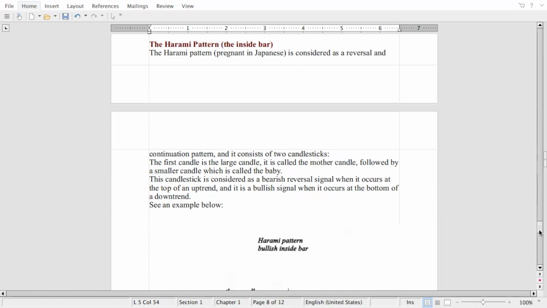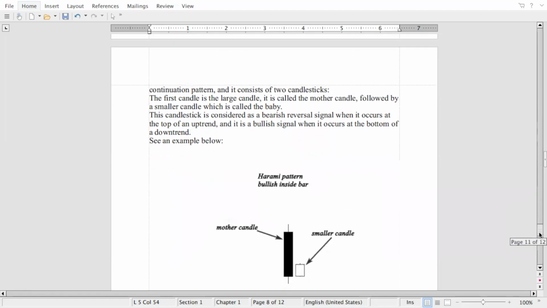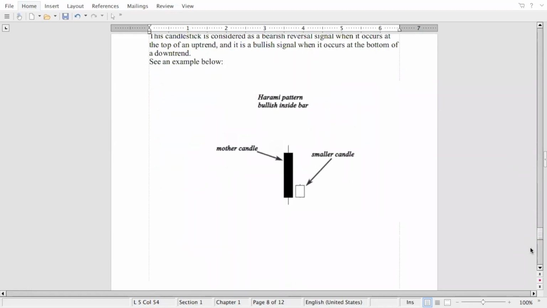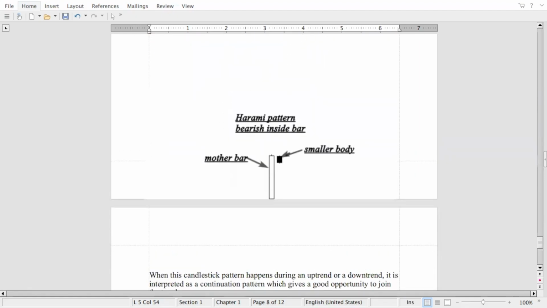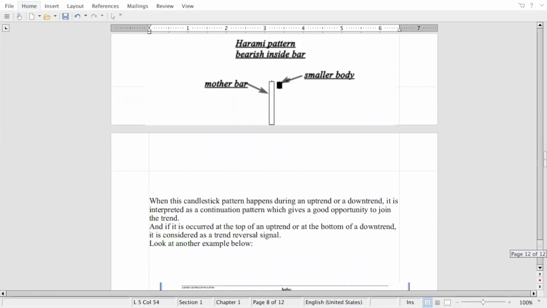When it forms in an uptrend, you automatically know that the reversal pattern is coming, and it is a bullish signal when it occurs at the bottom of a downtrend. You see, this is the baby candle, this is the mother candle, and it engulfs the baby candle. So it's the same as the harami, that is bullish, and then bearish is the opposite of that. As I say, it can form on the upper side, and when it forms on the upper side, you know that the reversal is here with us.